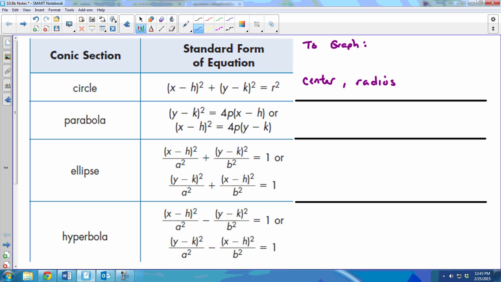If you have the center and the radius, you can put the center on the graph, and then you can count out the radius in all 4 directions, and then make the best circle you can. Right? We go with circles. Okay.